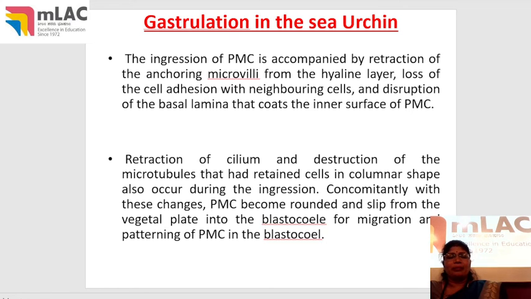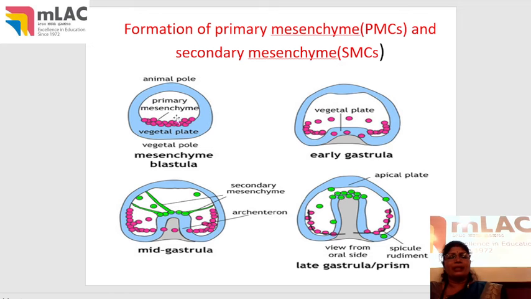Now the PMCs are round in shape and they will slip from the vegetal plate into the blastocoel, and there will be a migration and patterning of the PMCs in the blastocoel. You can see in the picture, these are the primary mesenchyme cells. Initially they were columnar cells, now they will become round in shape.